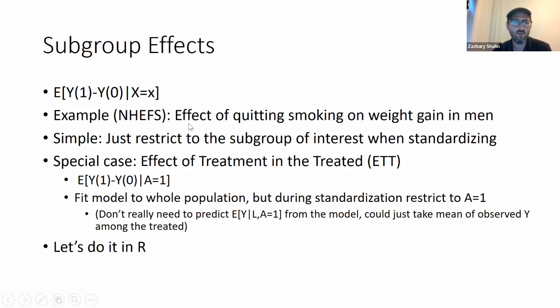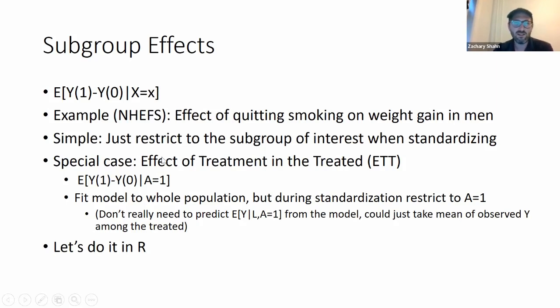So an example is, what is the effect of quitting smoking on weight gain in that NHEFS data set that we did lab 4 in? We looked at the effect of quitting smoking on weight gain in a general population. You could say, let's restrict to the subgroup of men in that data set and see what the effect is in them. This is pretty simple to implement. You just need to restrict to the subgroup of interest. So in this example, men, when standardizing. So when you estimate the outcomes under each treatment, you just do that in the men and take the mean just among men, and then take the difference. We'll go over an example.